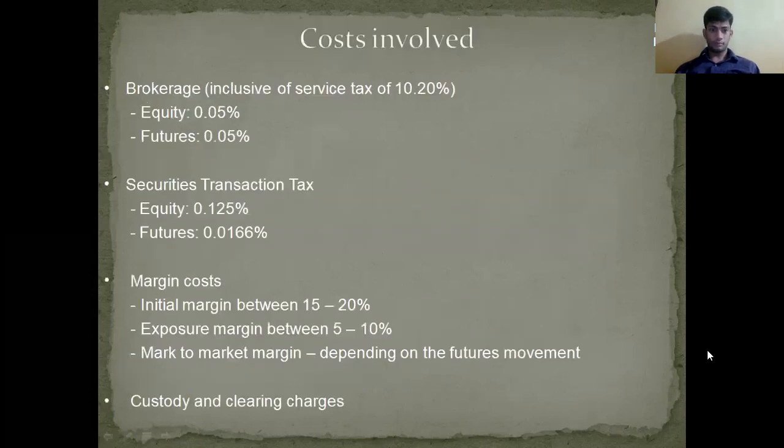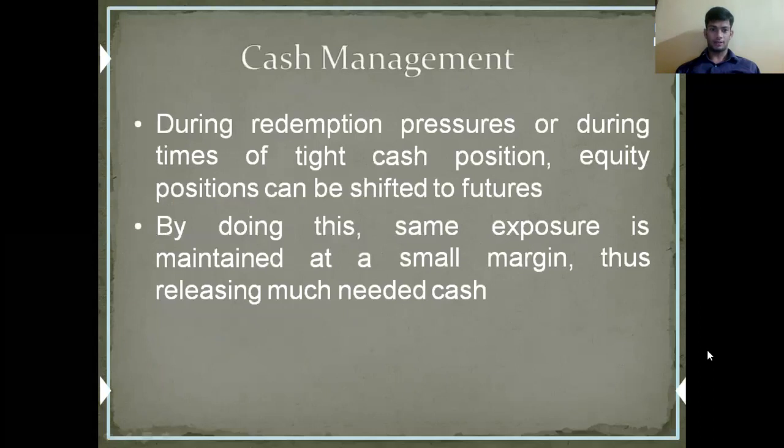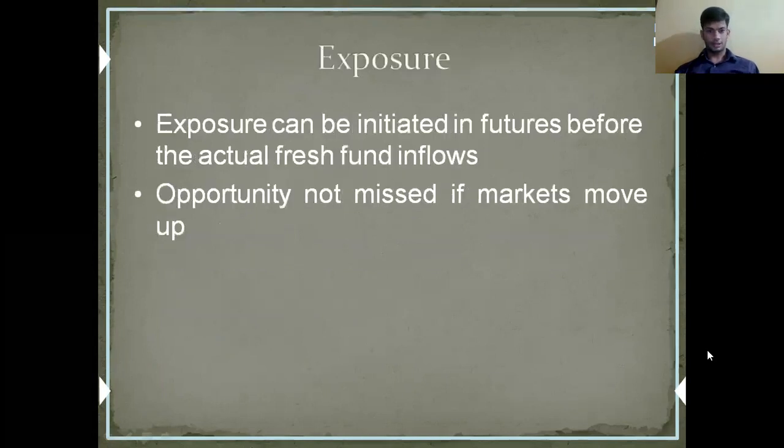Cost involved: brokerage. Equity is 0.5%, future is 5%. Then cash management. During redemption, at the time of need, the cash position in equity can be shifted into future, maintaining the exposure while raising the needed cash. Cash management is a form of hedging, investing in different forms, and the investment in different forms is used for the needed cash.